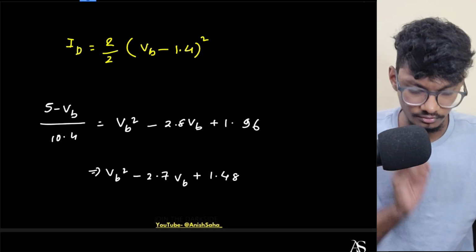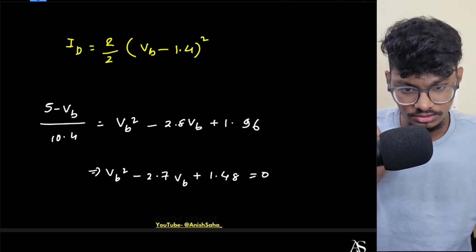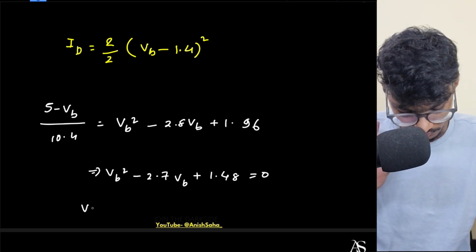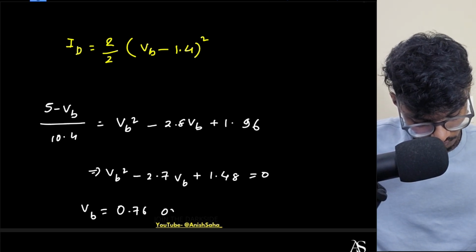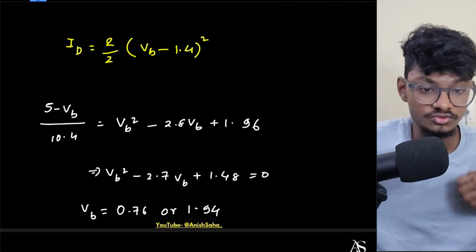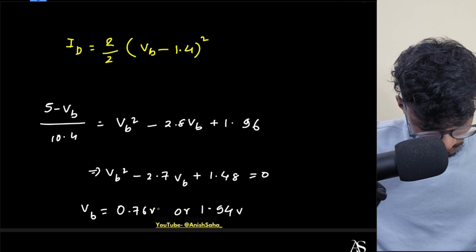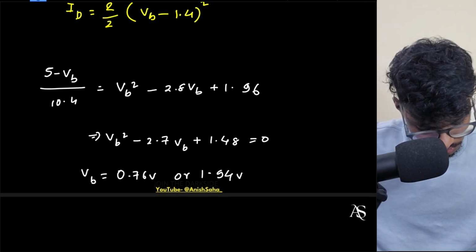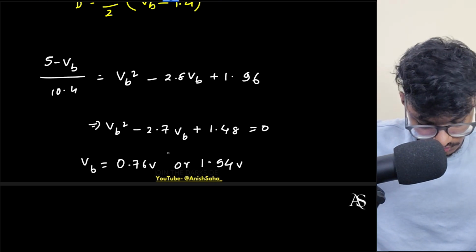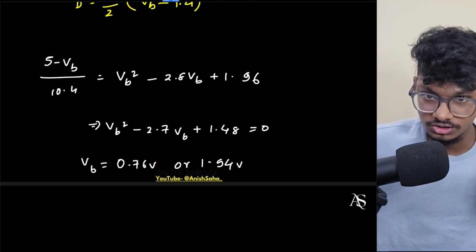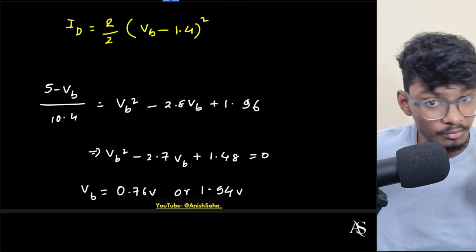After solving this quadratic equation, you will get two values of VB. So what are those two values? One is around VB 0.76 or 1.94. Now which one will you choose? Which value of the VB will you choose here? Obviously you cannot choose 0.76. Why you cannot choose 0.76? Because if you choose 0.76, your VB has to be greater than 1.4, not 0.7.